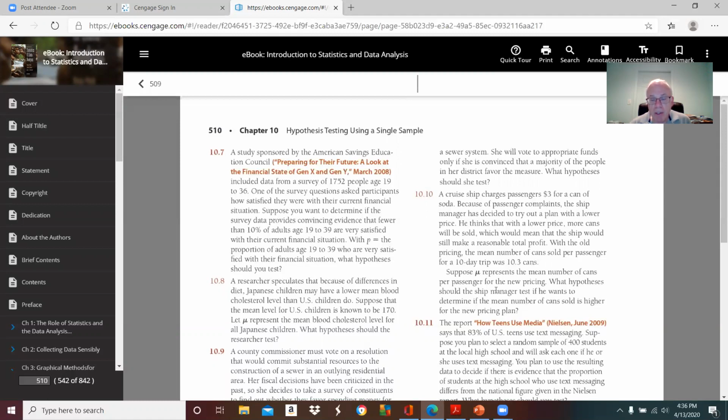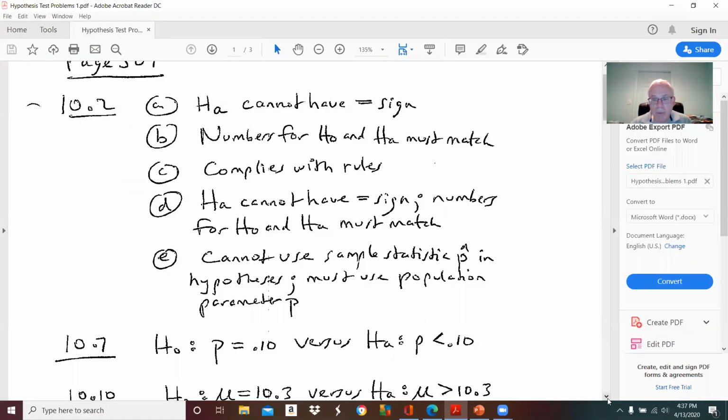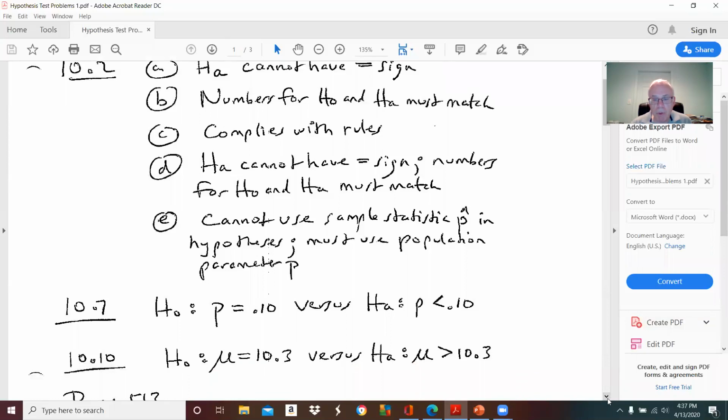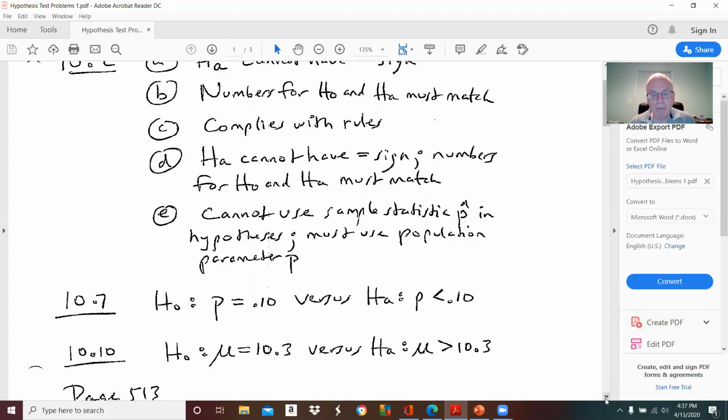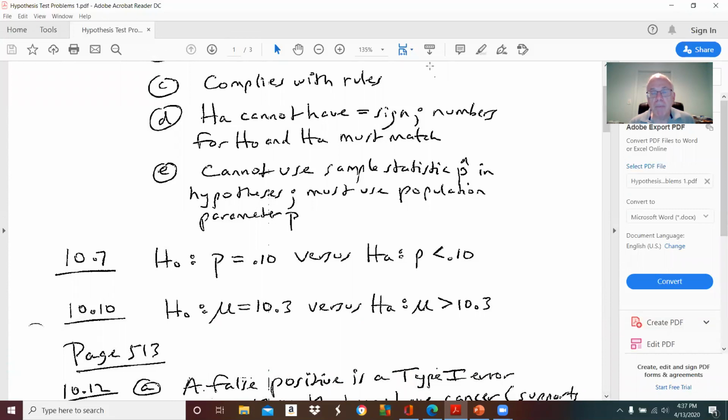That is the higher, right? So mu is going to be our population parameter that we're going to use, and 10.3 is going to be the number that we use for the null and alternative, and greater than is going to show up in the alternative. Let's go ahead and show you the answer. I hope you agree that the null should be mu is equal to 10.3, and the alternative should be mu is greater than 10.3, because that's what they're claiming.